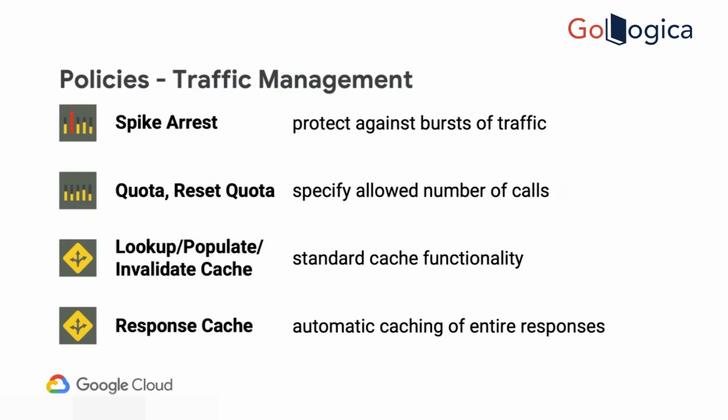So for example, here the first set is traffic management policies. Traffic management policies are where you want to do spike arrest, for example. Spike arrest protects against a sudden burst of traffic. If there is a sudden burst of traffic, it will protect against that.